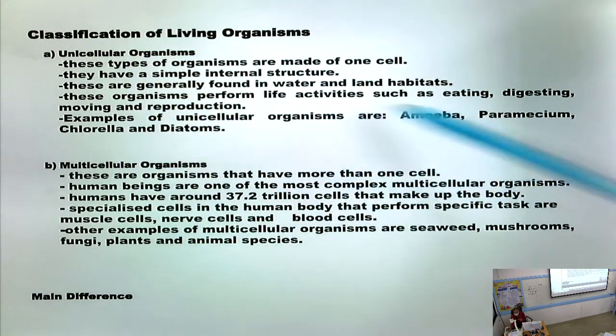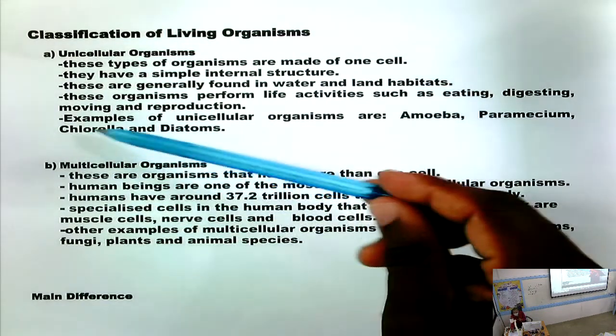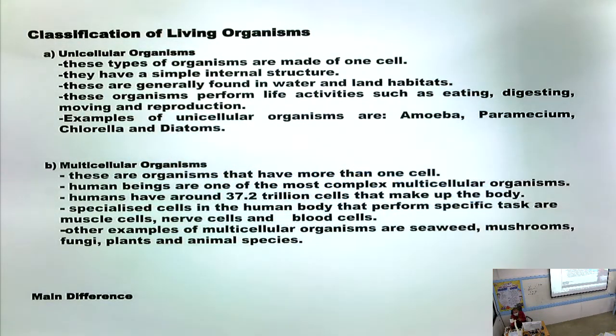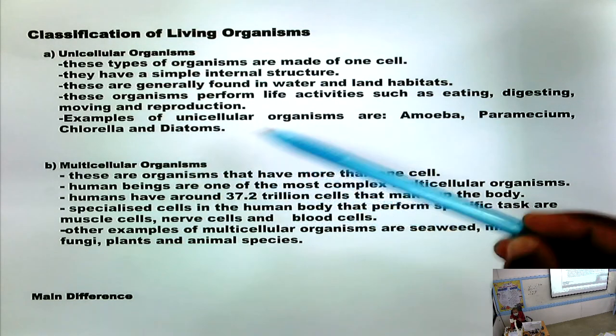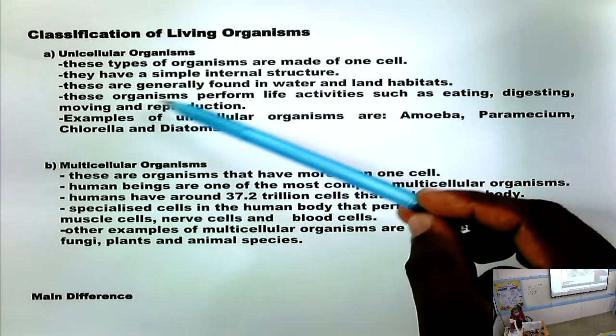Examples, I've given you the amoeba, paramecium, chlorella, diatoms, and the bacterium that we talked about. All these are examples of unicellular organisms.